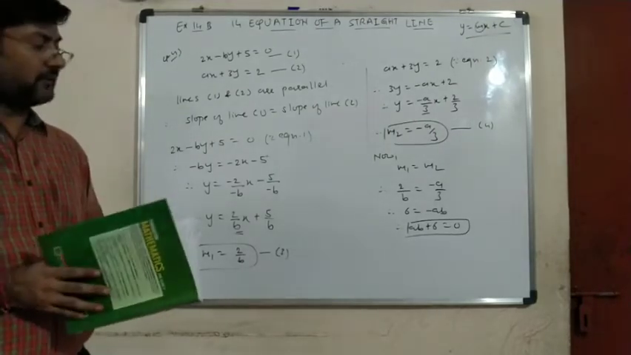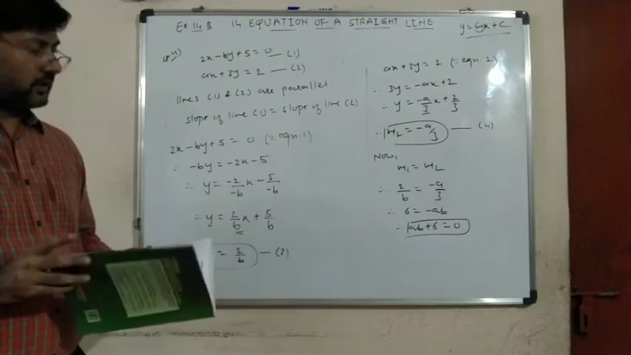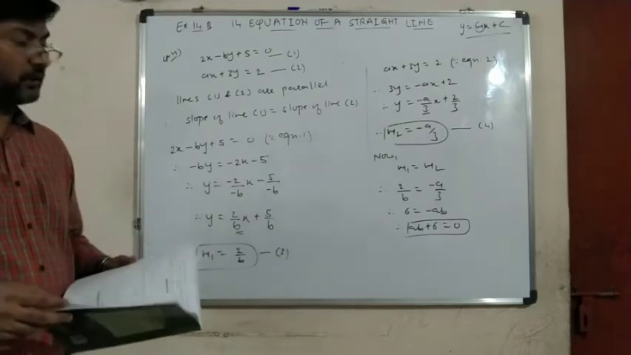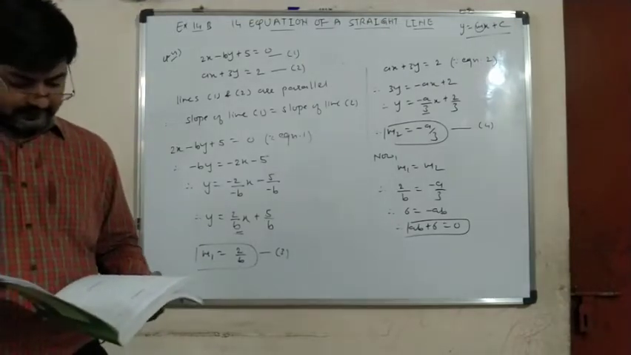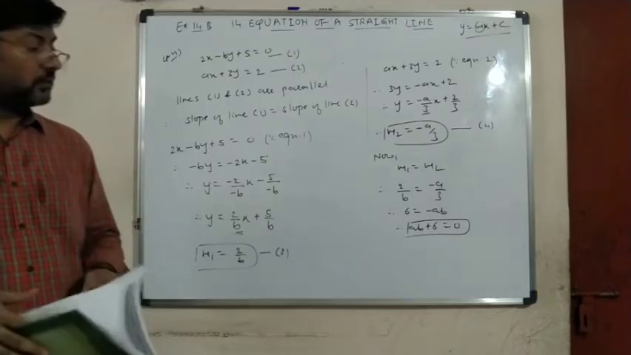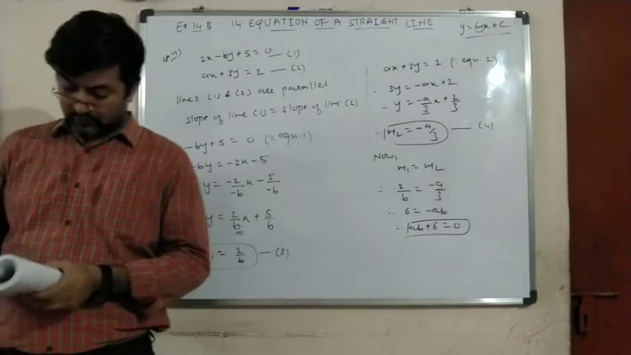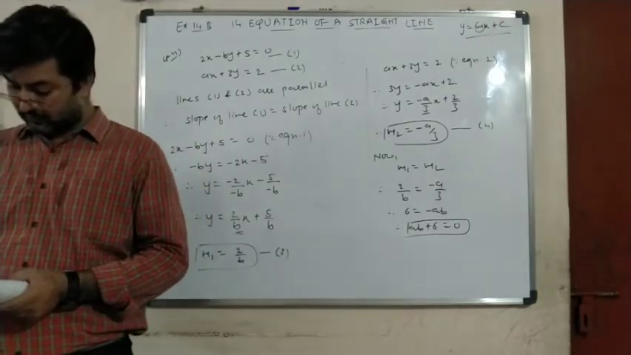You can write it any way. Okay, or a is equal to minus 6 by b, or b is equal to minus 6 by a. So various ways you can write this one, no problem at all. Okay. So this was question number 4. Now let us solve question number 5.